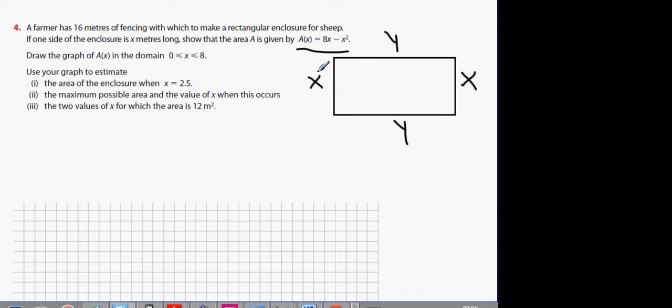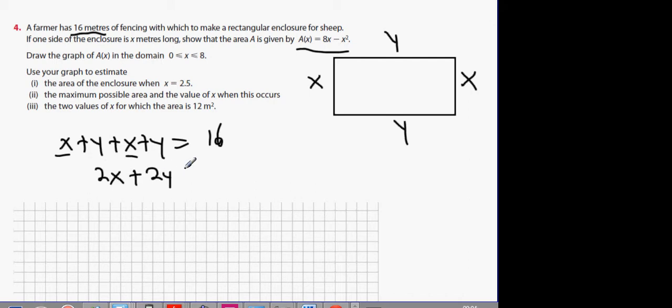Now what is x plus y? When I add all four sides together, what do I have to get? 16. And then next step is x plus x, 2x, y plus y, 2y. Get y on its own. Bring the 2x over the other side. 2y equals 16 minus 2x. Now what does y equal when we divide both sides by 2? 8 minus x.